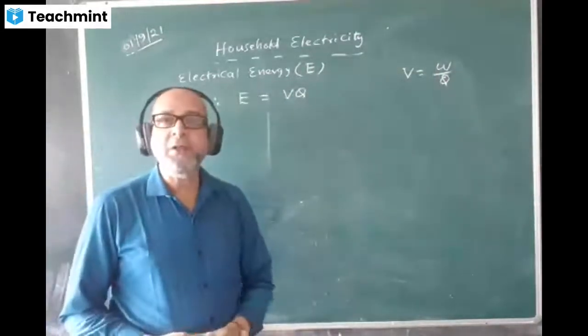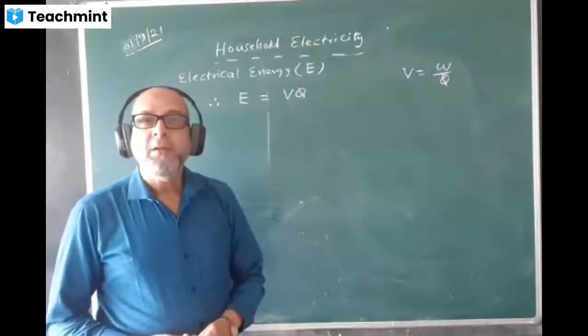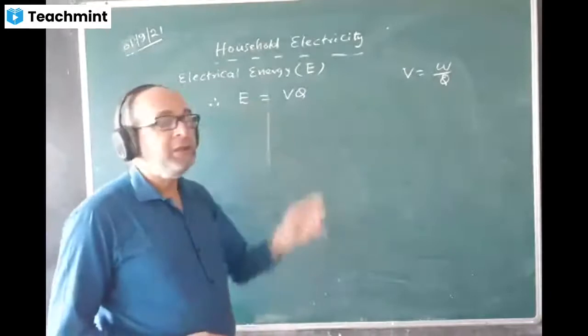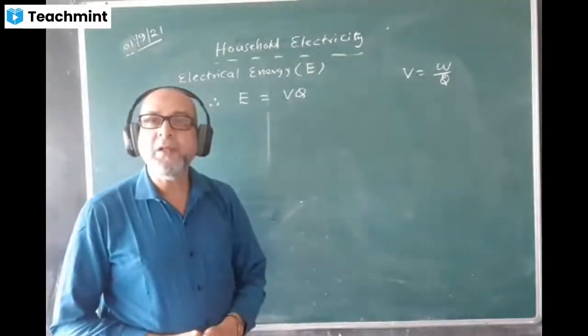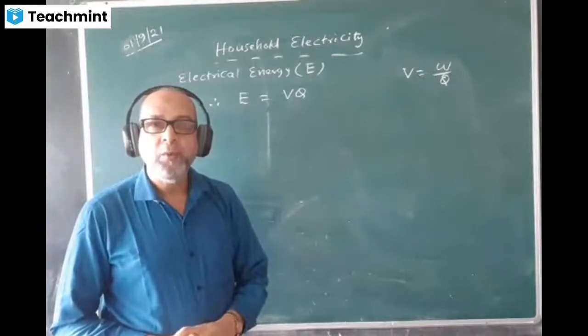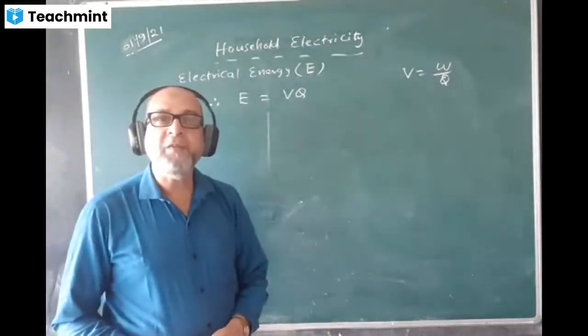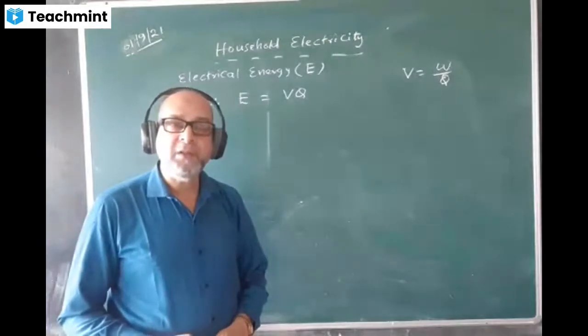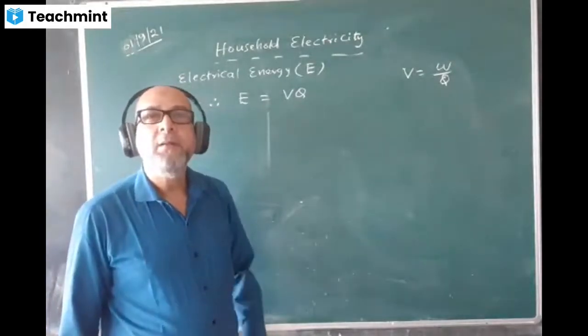I think you need to make some correction in the definition. Electrical energy is measured by the amount of work done to move a charge Q. Have you written that? Please read the definition once, then I'll correct it if there is a need. Can you repeat the whole definition?